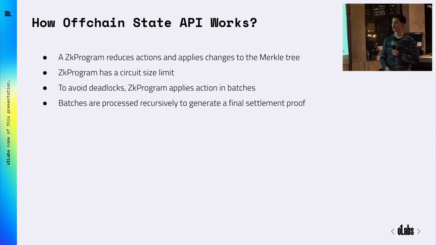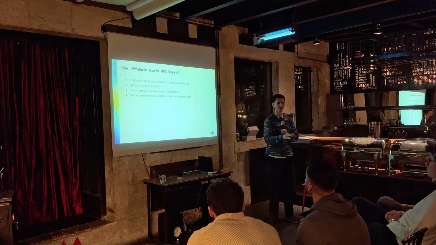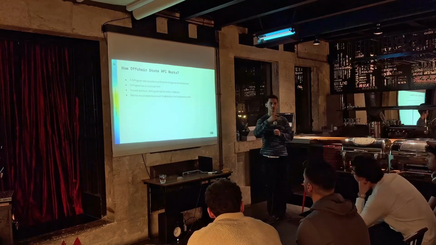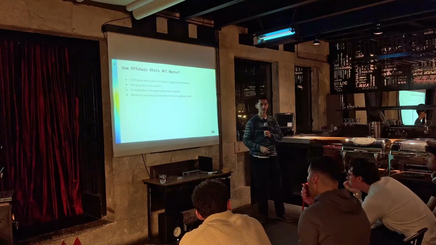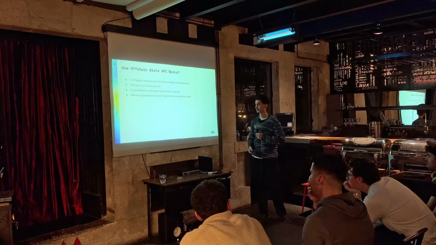So what we do is we process them in batches. These batches are a fixed number of actions. And we process them recursively. So let's say we take n actions, we apply the state changes, then it generates a proof. Then we take that proof and we take new actions, n number of actions. Then that method generates another proof, and we are doing that recursively. And finally, it generates a settlement proof. Then we settle it, and we settle off-chain states.